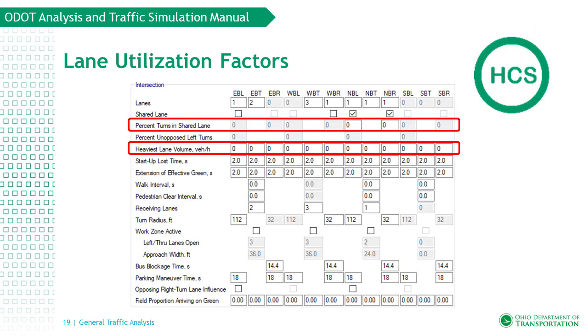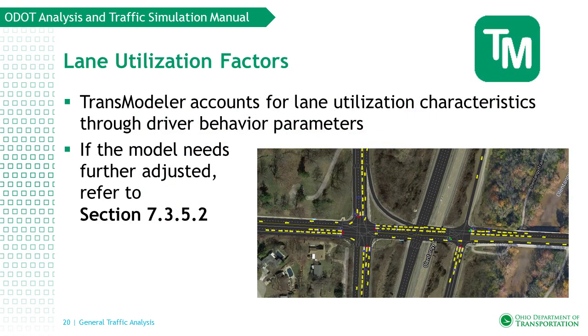For HCS analysis with dual lanes, the lane utilization data can be entered into the heaviest lane volume box of the detailed input data window in HCS. In cases of exclusive plus shared turn lanes, the percent of turns in the shared lane must be entered into the percent turns in shared lane box of the detailed input data window. The driver behavior parameters in Transmodeler and a properly coded roadway network will most likely reflect accurate lane utilization characteristics. Visual inspection should be performed to ensure that the simulation model matches field conditions.